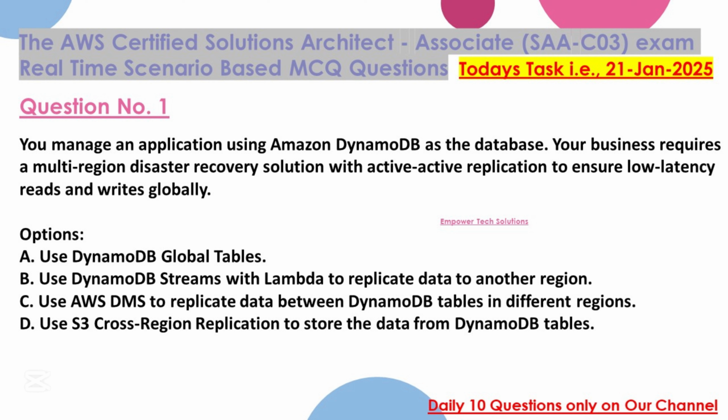B. Use DynamoDB streams with Lambda to replicate data to another region. C. Use AWS DMS to replicate data between DynamoDB tables in different regions. D. Use S3 cross-region replication to store the data from DynamoDB tables.